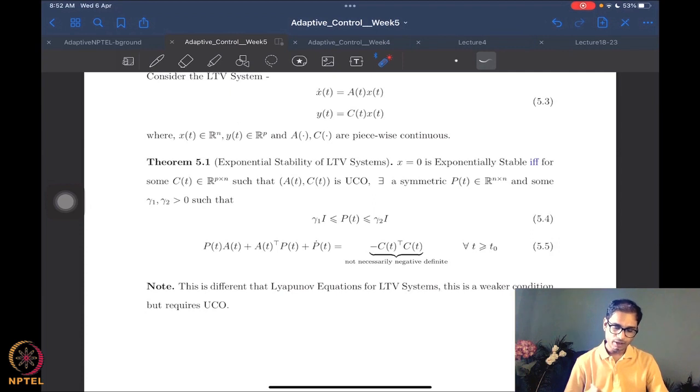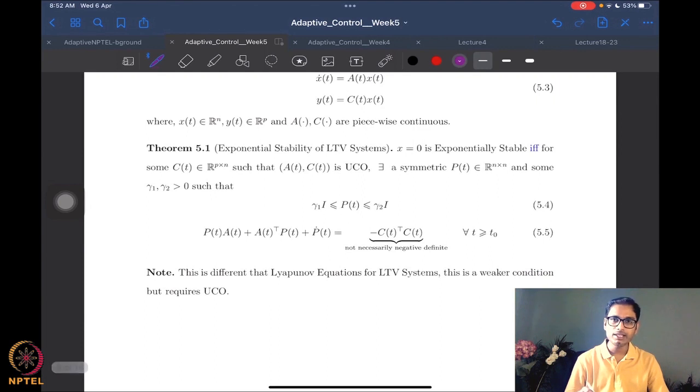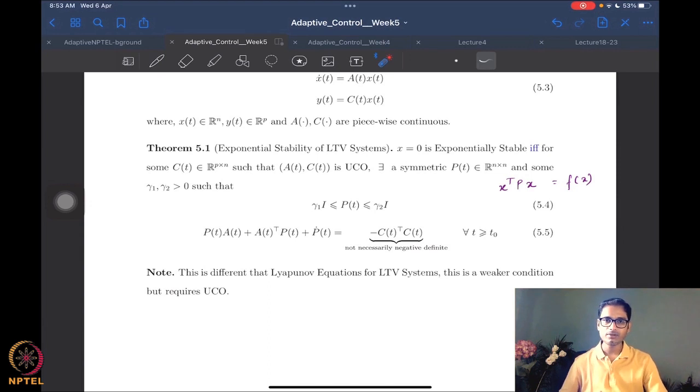What is 5.4? 5.4 is simply saying something about the boundedness and positive definiteness. If you remember, for symmetric matrices, we had connected the positive definiteness of the function x transpose P x with the positive definiteness of the matrix P. I hope you remember, we did this as an example. And this is exactly what's happening here when we specialize to linear systems.